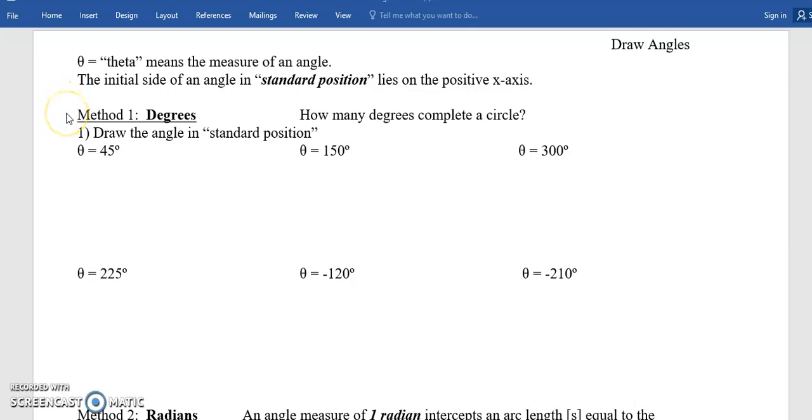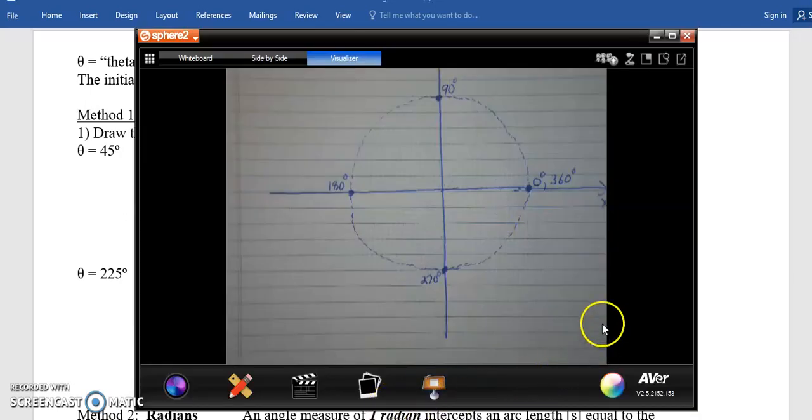The first method to measure an angle is in degrees. So how many degrees complete a circle? We know that if you go 360 degrees, that takes you all the way around one circle. So what we're going to do to be consistent is always graph our angles on an XY axis. We have our initial side on the positive x-axis, so this right here is our initial side, and then we're going to go counterclockwise for positive angles.